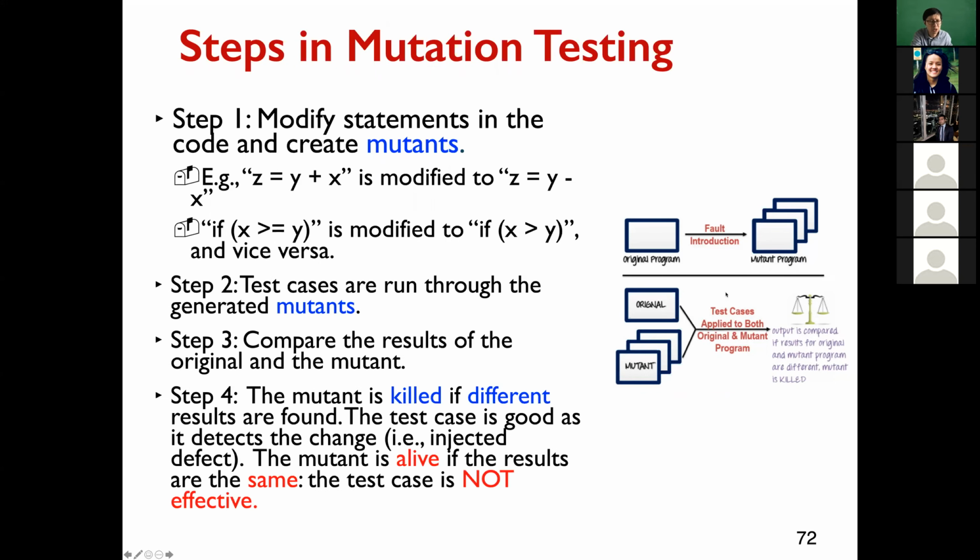The mutant is killed if different results are found, right? The test case is good as it can detect this change. The mutant is alive if the results are the same. The test case is not effective. If we have a mutant, consider it as a bug. But if our existing test cases cannot detect this difference, cannot detect this bug, then our test case is not sufficient. We need to add more test cases. Okay, the mutant is alive, and we need to add more test cases to kill this mutant.